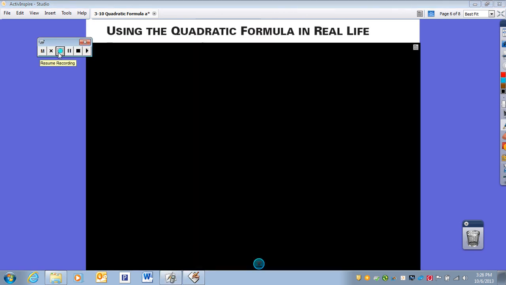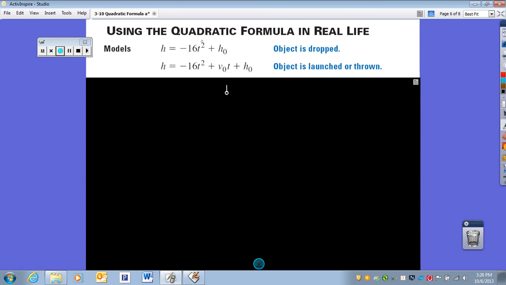We can also use the quadratic formula to solve real-life application problems. If you recall, there are two formulas that we can use for dropping and throwing objects. In Algebra 1, those formulas, instead of using the h0, the v0, they used s, and then the v0 they just used as v.